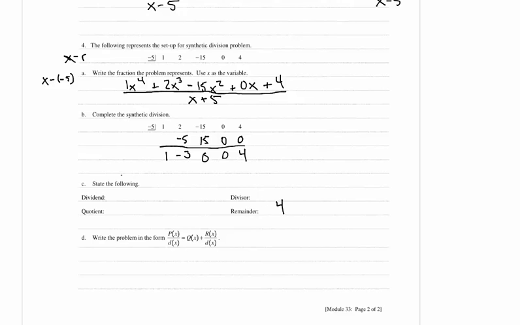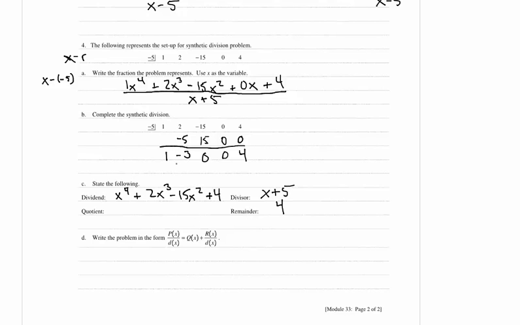And in C, they want us to state the following. Our remainder was 4, the last column of the last line in our synthetic division. And now our dividend is going to be x to the 4th plus 2x cubed minus 15x squared plus 4. And I got that either from our first line in our synthetic division or in the numerator of our fraction. And now it wants our divisor, and our divisor is the denominator of the fraction, so x plus 5.